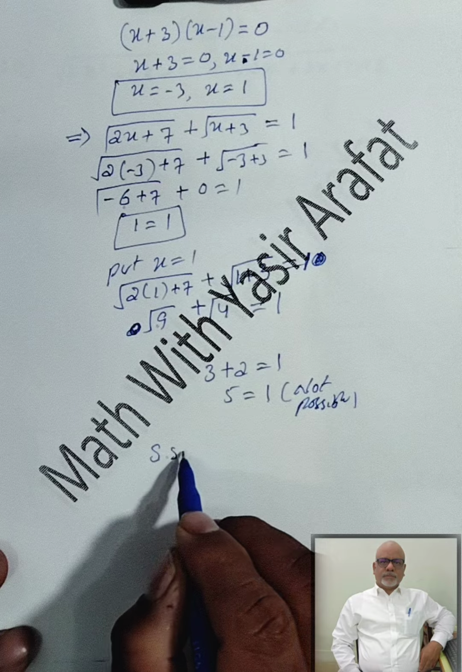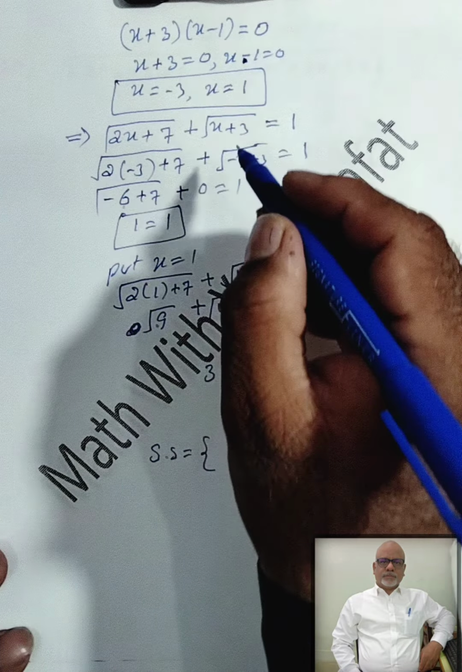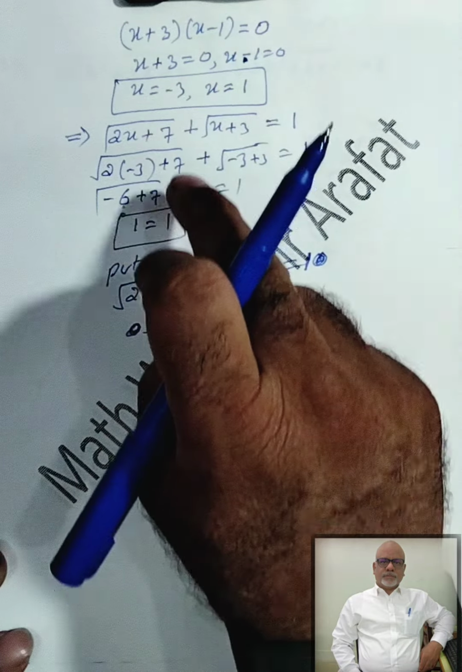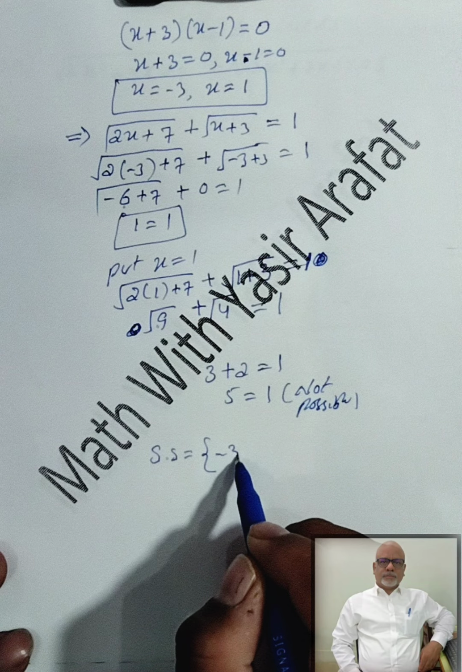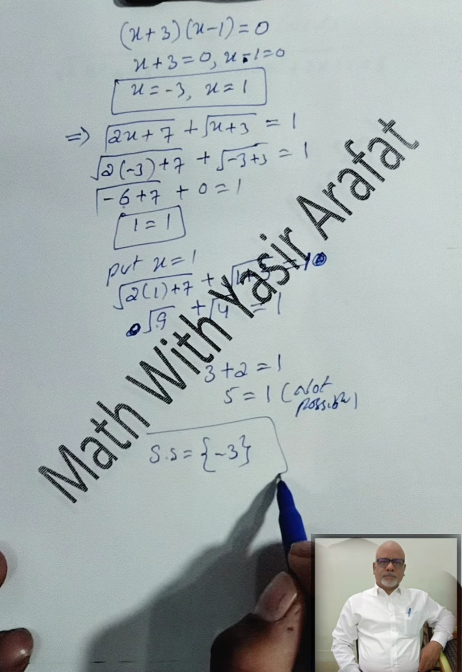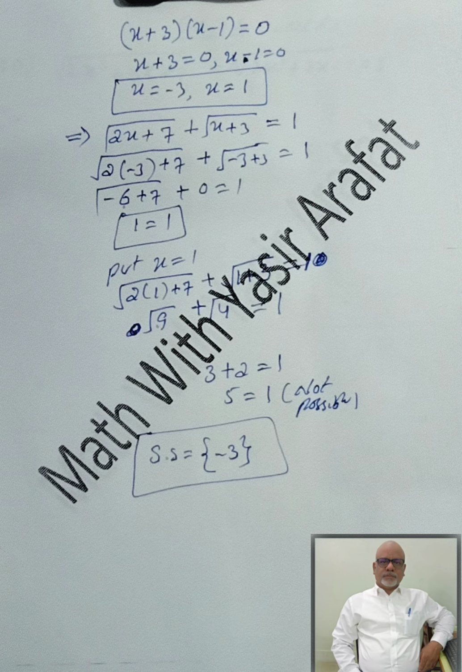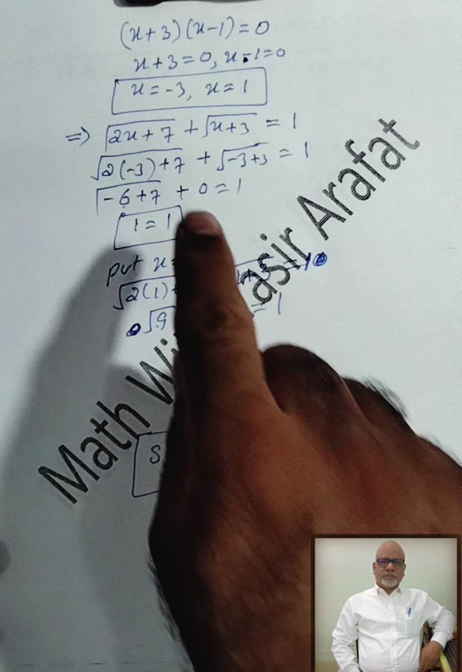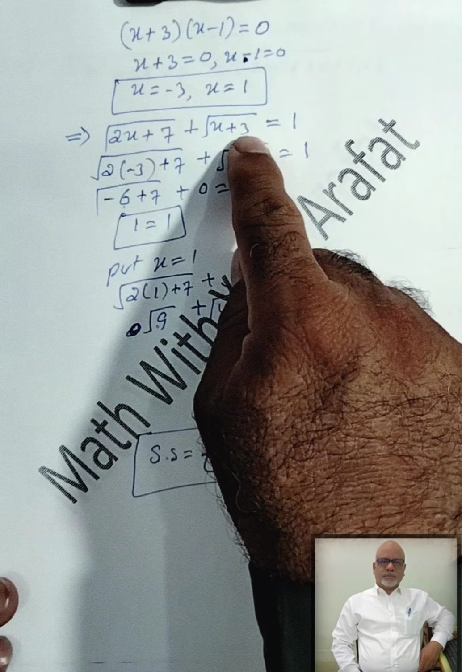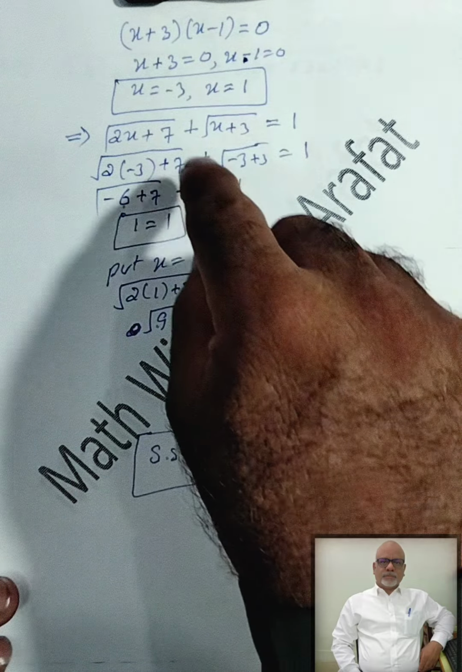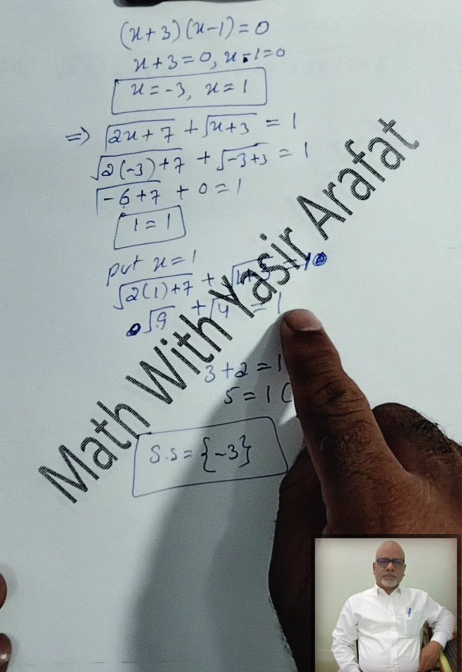So our solution set will be, we have to write down the value which satisfies the question. So this is minus 3. This is the answer of this question. So dear students, always remember that when you are going to find the solution of a radical equation, we have to check whether it is the root of this equation or not.